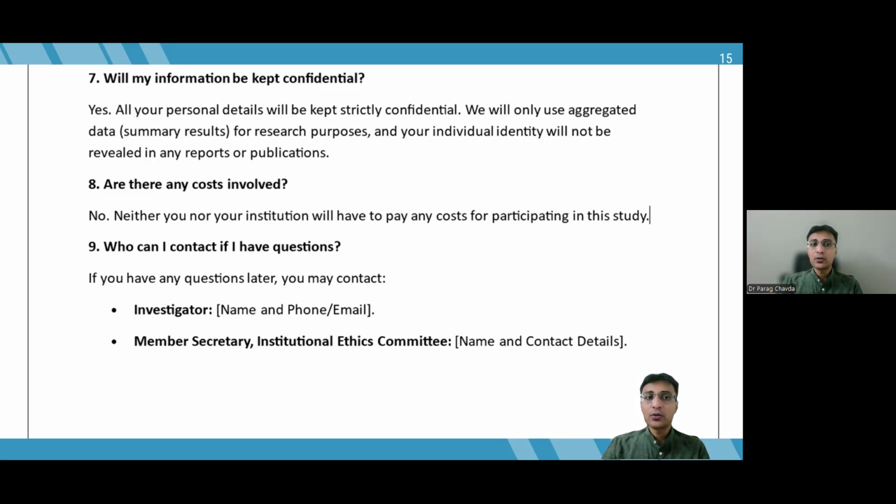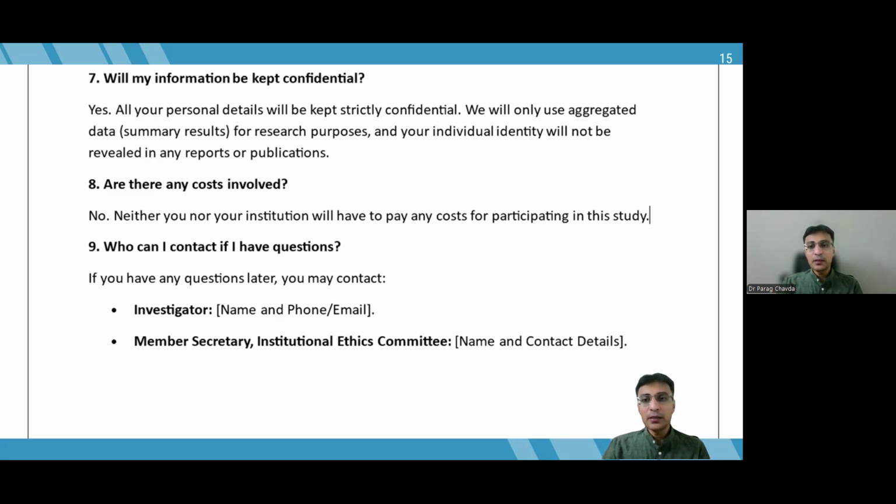Are there any costs involved? So no, neither you nor your institution will have to pay any cost for participating in this study. Who can I contact if I have any further questions? So if you have any questions later, you may contact the study investigators, which is the student and guide, and the member secretary of the institutional ethics committee. So you have to provide the name and contact details. So this is a sample participant information sheet. Depending on your actual study protocol and the topic, you can utilize this kind of sentences to create a participant information sheet for your project.